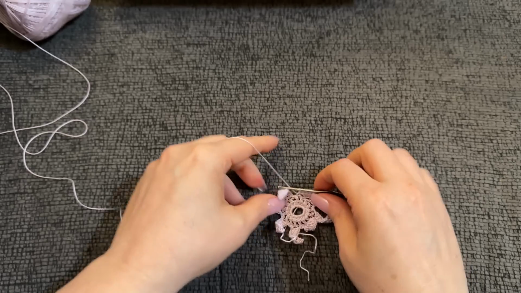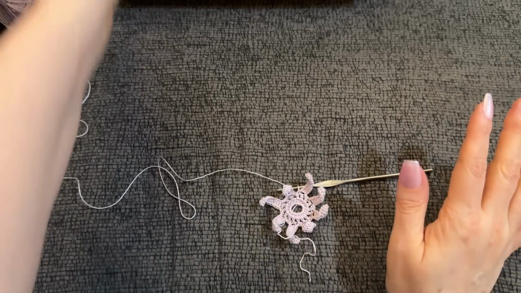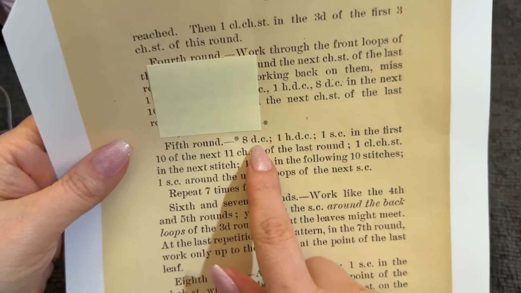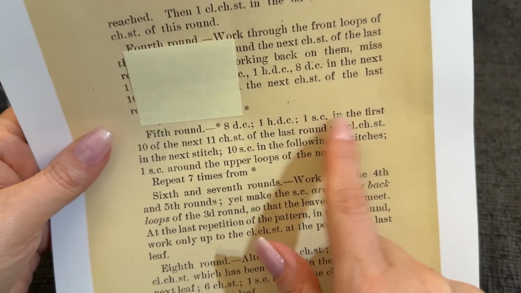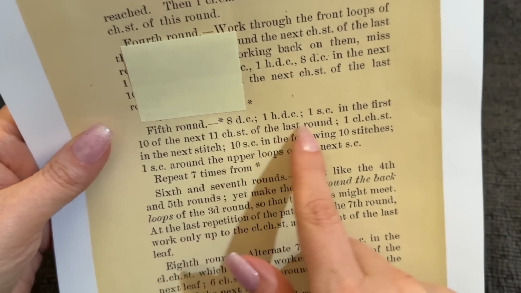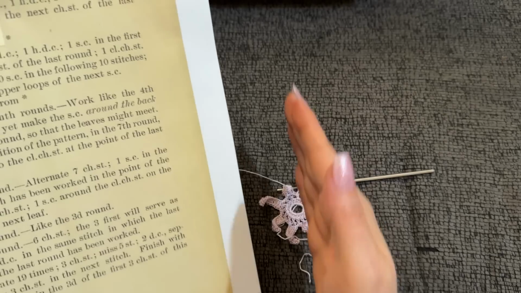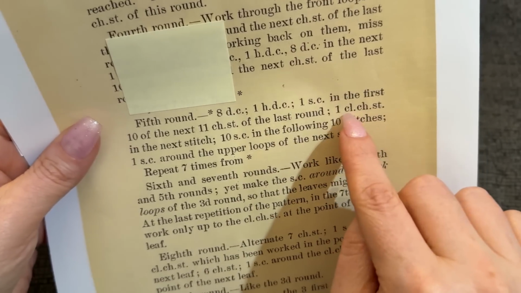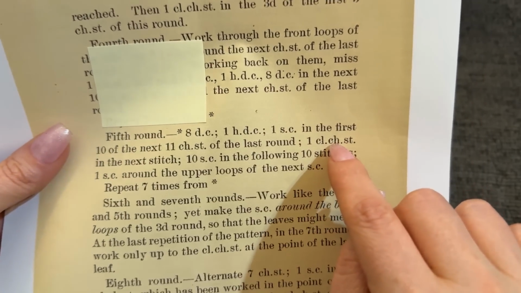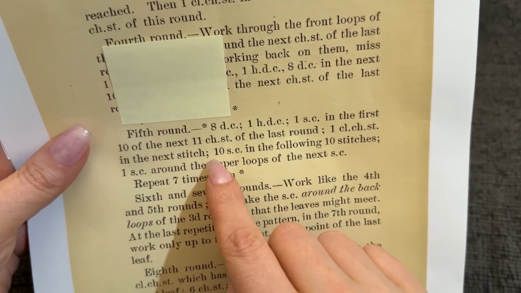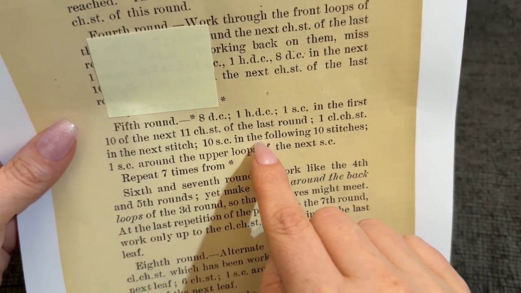And I'm not 100% sure what to do from here. So I did already mark the 5th round, and it jumps right into 8 double, 1 half, 1 single in the first of the 10 of the next 11 chain stitches of the last round. So now we're going to work up that leaf petal deal. 1 close, I'm going to call that a closed chain stitch in the next stitch. So at the top, 10 single crochet in the following.